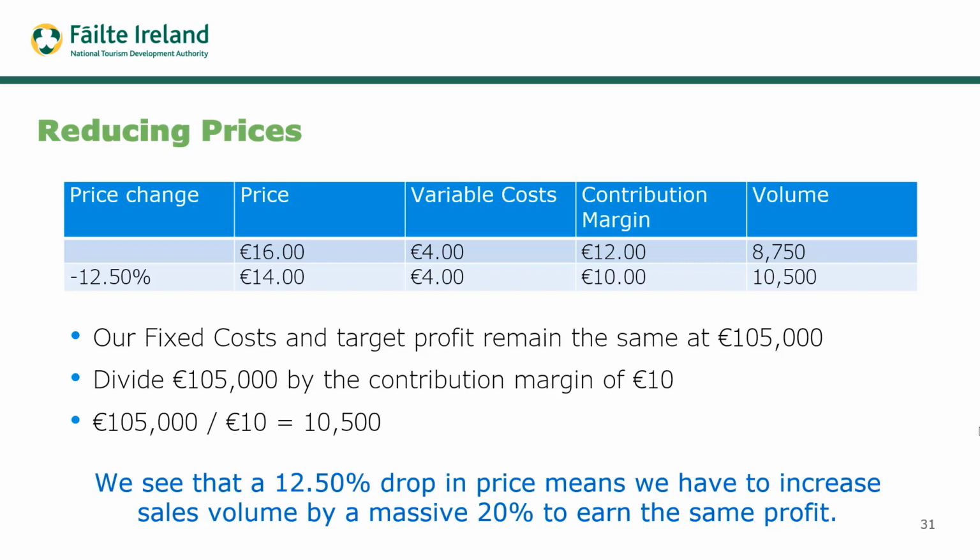The variable costs do not change, as all we did was reduce our selling price. But by reducing our selling price, we see that we have only €10 to go towards covering our fixed costs and making a profit. So a 12.5% reduction in price means we have to increase volume by 20% to maintain profits. So what that means for your business is that it's 20% more work that you need to do as a result of reducing your price by 12.5%.